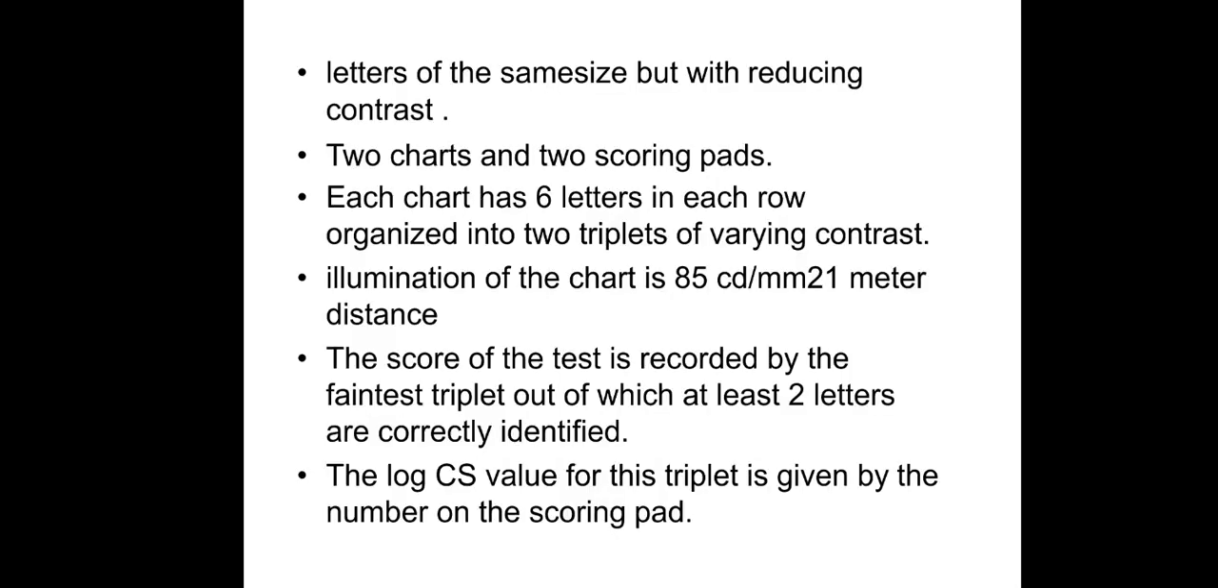So the letters are of the same size but with reducing contrast. Two charts and two scoring pads are there. Each chart has 6 letters in each row, organized as two triplets of varying contrast. The chart is illuminated at about 85 candela per square meter and tested at a distance of 1 meter. The score of the test is recorded by the faintest triplet in which at least two letters are correctly identified. The log contrast value for each triplet is given by the numbers on the chart.